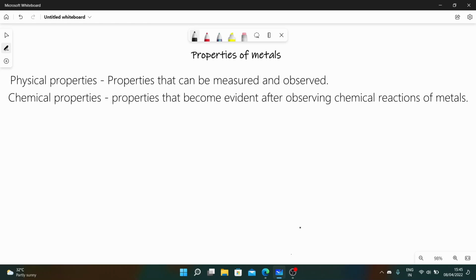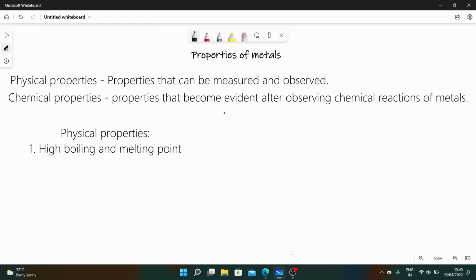First, we'll start with physical properties. The first property we are going to look at is high boiling and melting point. Metals have high boiling and melting points because the metallic bond between the electrons and the metal ions is very strong. Their attraction is very strong, and we require a lot of energy to break this bond, which is why metals are normally present in solid state at room temperature.